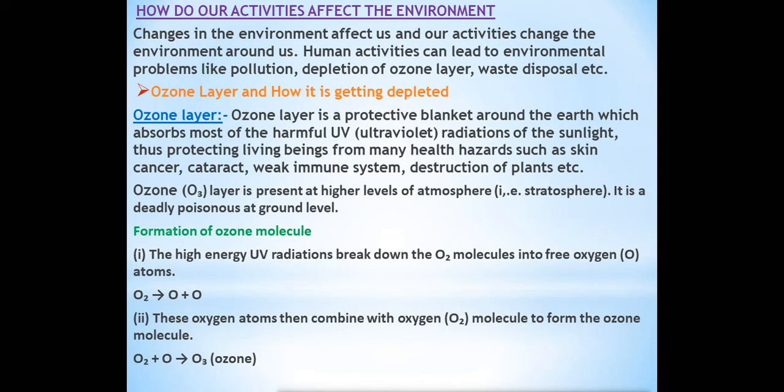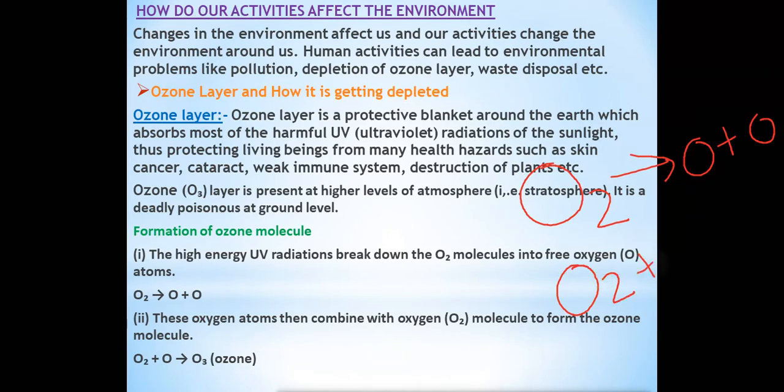The high energy UV radiations break down oxygen molecule into free oxygen. Means UV rays of the sun, they will break down the oxygen molecule O2 into free oxygen atom O plus O. In the next step, what will happen? Again, one molecule of oxygen will combine with the free oxygen atom to form ozone molecule. So there are two steps in the formation of ozone.